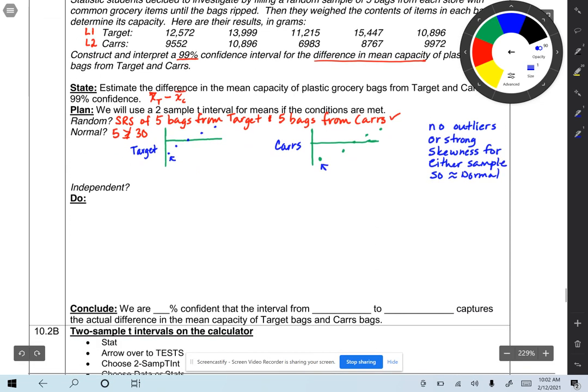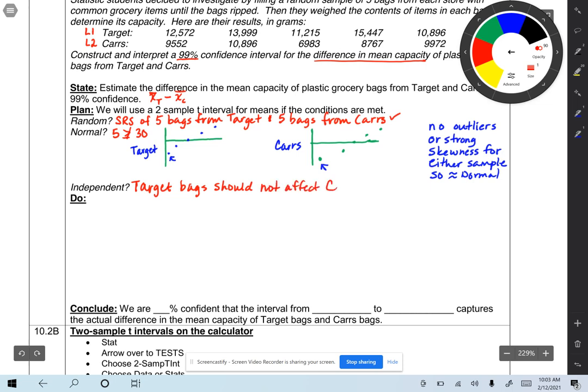All right. And finally, independent. Target bags should not affect Cars bags. Meaning it's reasonable to assume that the strength of one bag doesn't affect the other.